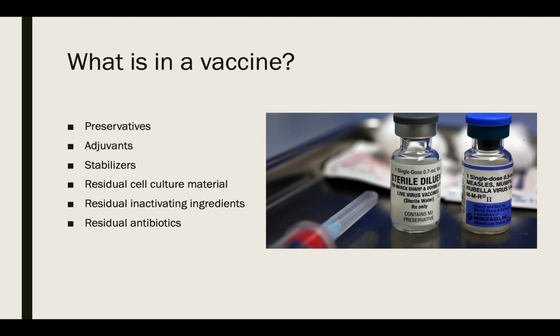Okay, so what is in a vaccine? So this is the list. Besides the killed pathogen or the live attenuated pathogen or the recombinant protein, this is what's in a vaccine. We have preservatives, adjuvants, stabilizers, residual cell culture material, residual inactivating ingredients, and residual antibiotics.